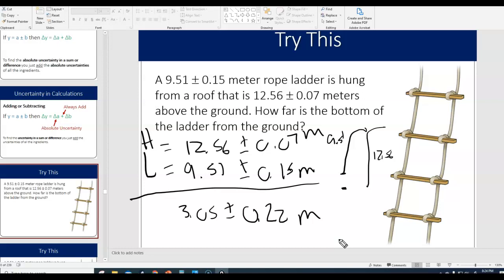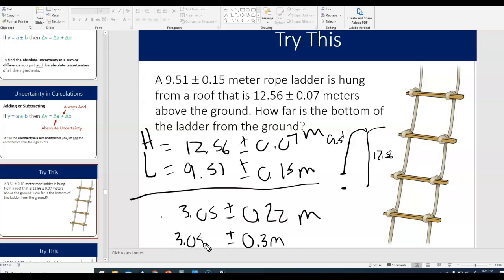Now, as we'll say later, technically when dealing with absolute uncertainties, you should round to 1 sig fig, just because the IB tends to say that you shouldn't have more than 1 sig fig in absolute uncertainties. If you were to round 0.22 to 1 sig fig, that would round up to 0.3 meters.